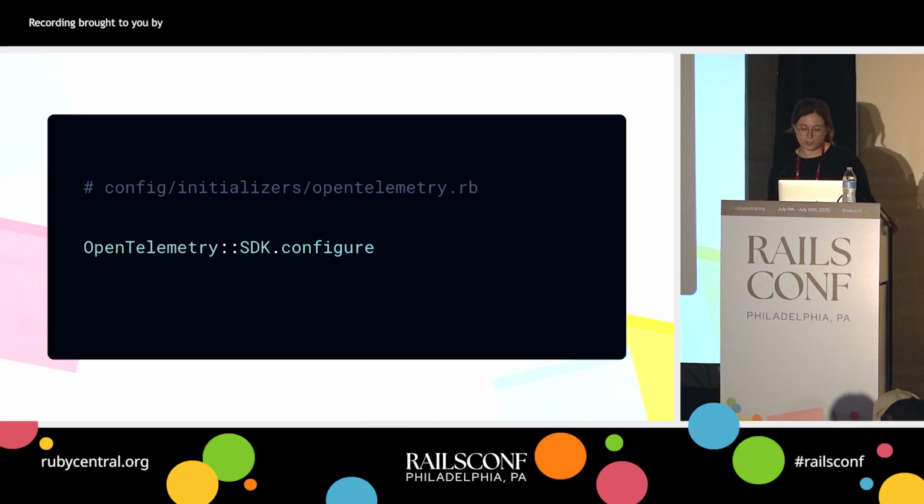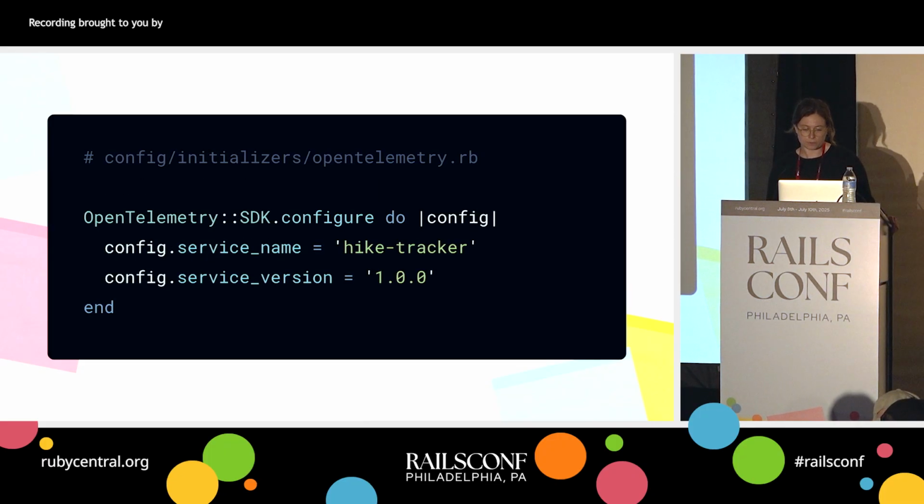So back to our configure block in our initializer. The next thing we're going to do is add some details for our application, including the service name and the service version. So we can call our app hike tracker. That'll make it easy to find in the UI, and give it a version number if you want. This could be maybe like a build number in an actual application. I think you could also use Rails application name here if you didn't want to have a string.